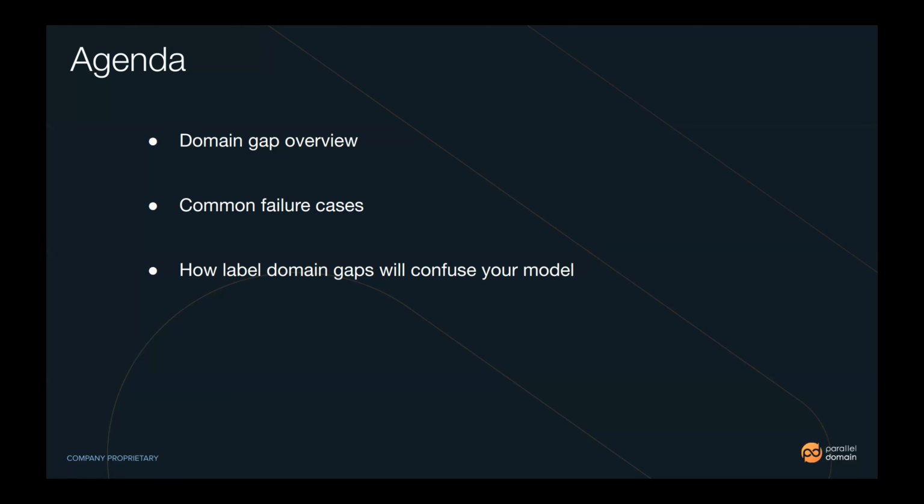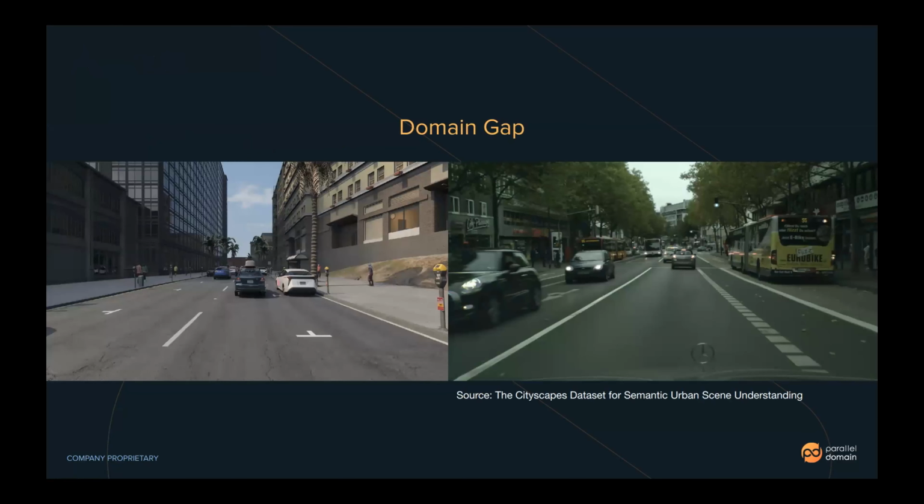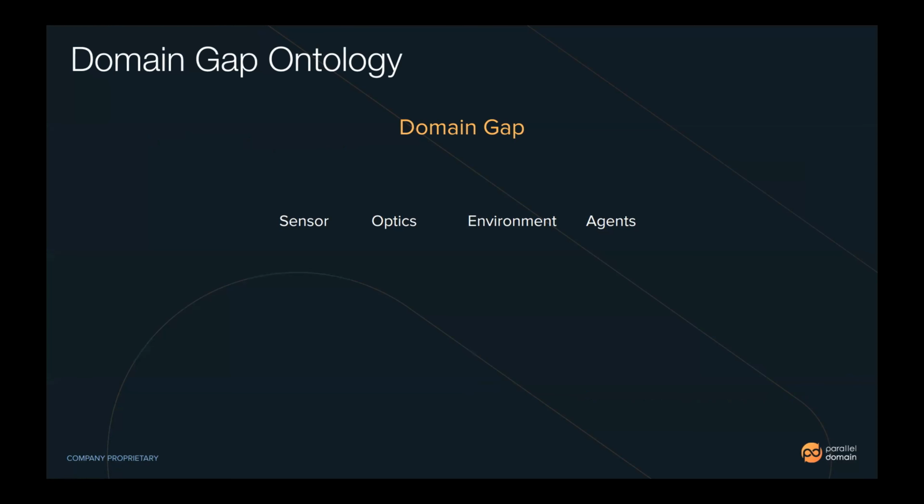When most people talk about domain gaps, you see a synthetic image from our platform here and an image from Cityscapes. Mostly they just say the difference is in the fidelity of the image, but there's actually way more to this. If you would split this into an ontology, we could say there are differences in the sensors, the optics, the environments that you use between data sets, and the agents. I just want to highlight a couple of these subgaps here.